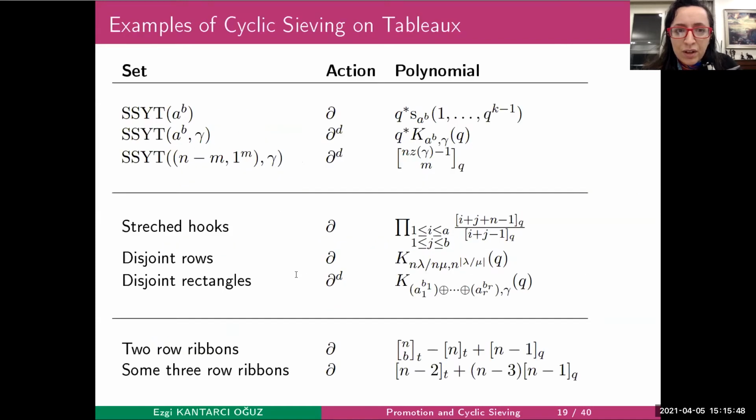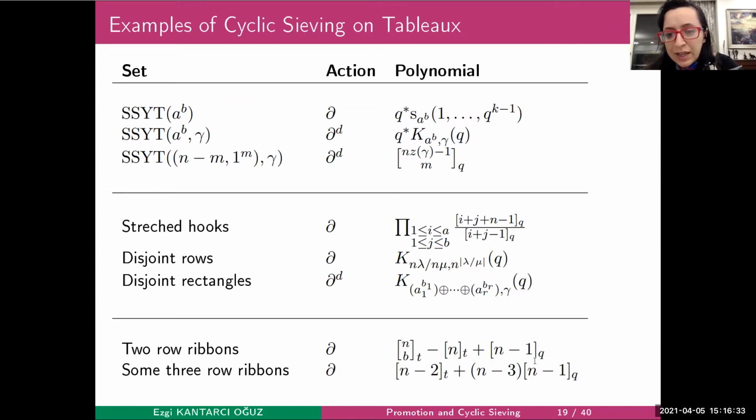And the things we looked at were straight hook shapes, and then we were looking at skew cases, but only very basic ones where we had disjoint pieces. So disjoint rows and then disjoint rectangles. And then we started looking at some ribbons, and we had some results with small ribbons like 2 rows and some 3 rows. And for hooks and rows and rectangles, we got Kostka-Foulkes polynomials. And for the ribbons, you can see that I have both T and Q.